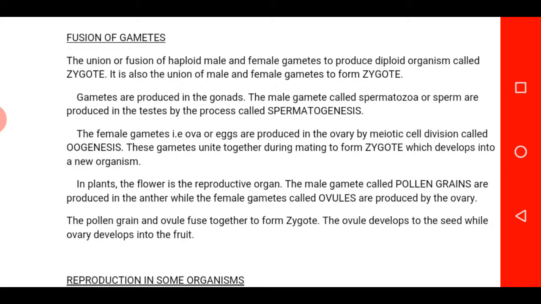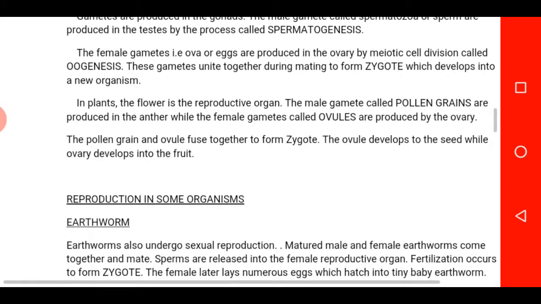These gametes or sex cells will unite together during mating to form zygote, which develops into a new individual. I mean, the male sex cell and the female sex cell will fuse together, and we say fertilization has taken place, and the zygote will be formed, and this zygote will develop into a new organism or offspring.